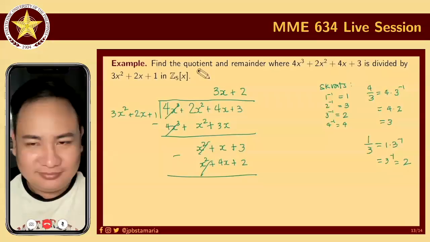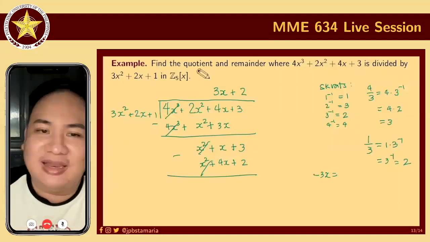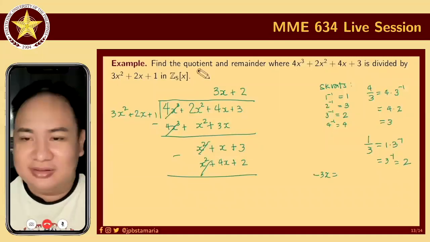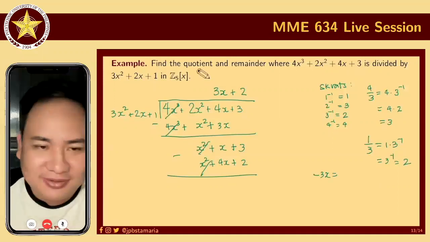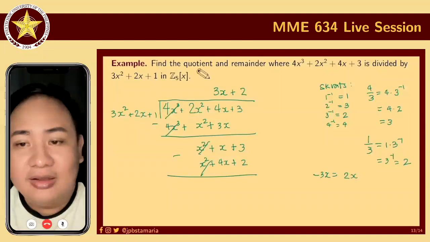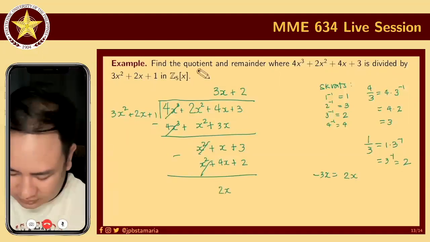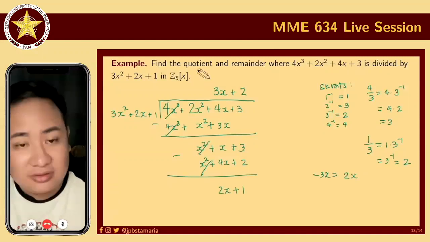No, ano yung negative 3x? Pwede nyo isulat negative 3x actually. Wala namang kaso yun. But, para lang walang negativity sa buhay, pwede nyo isulat to ng 2x lang. Kasi, ang negative 3 sa z sub 5 ay 2. Kaya ito 2x plus 1. So, I think we're done.